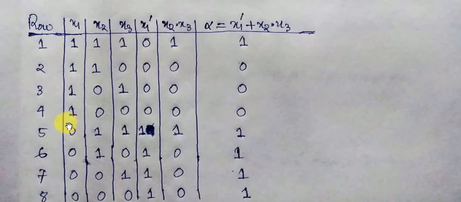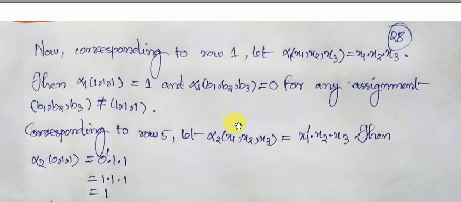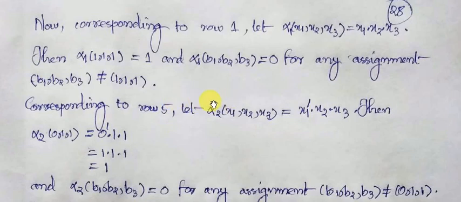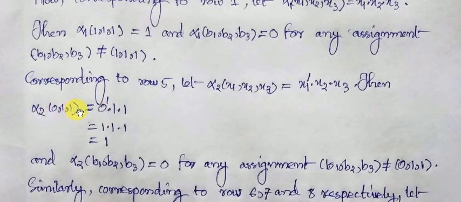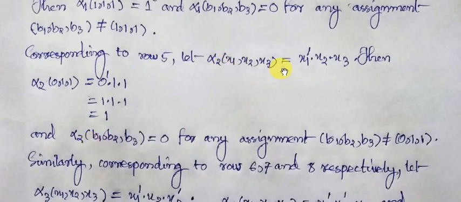Is it clear? x1 is 0, x2 is 1, x3 is 1. So carefully note how to write the min term. For the 0, we write the complement of the corresponding variable, that is x1 complement, and x2 and x3 being 1, we write x1 complement into x2 into x3 as the min term for this fifth row. I have written for row 5, alpha 2 of x1, x2, x3 as x1 complement into x2 into x3, and alpha 2 of 0, 1, 1 is equal to 0 complement into 1 into 1, which is equal to 1. For any other assignment of this three tuple x1, x2, x3 it would be equal to 0.